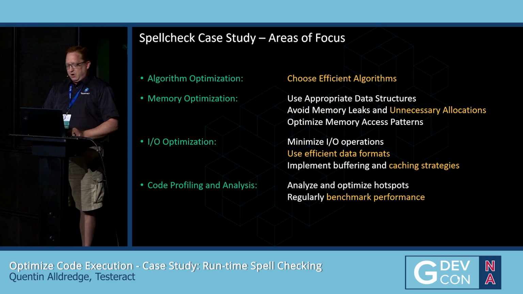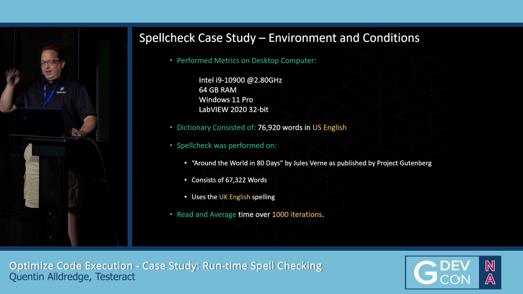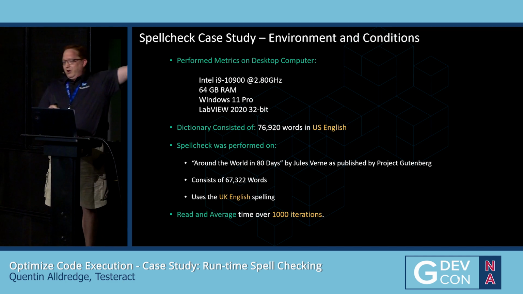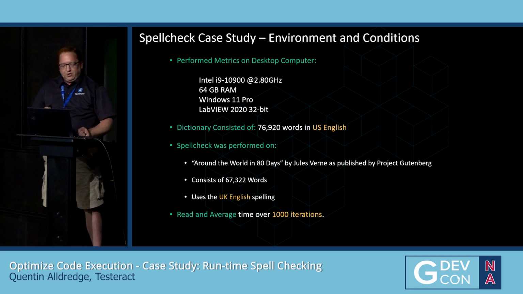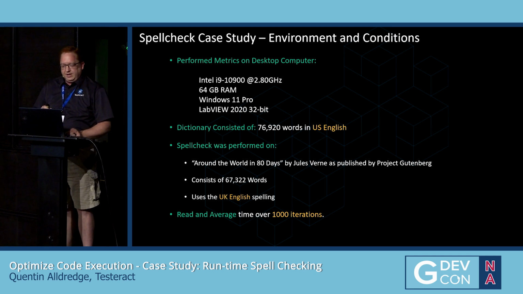Now, as part of my rules of thumb for benchmarking, here are my documented conditions. These are the resources I have on my desktop computer at home, and that's what we used. I had a dictionary that had 76,920 words, US English spelling. I think I got that from the VI Analyzer, because it has a built-in dictionary. I think that's where my dictionary came from.